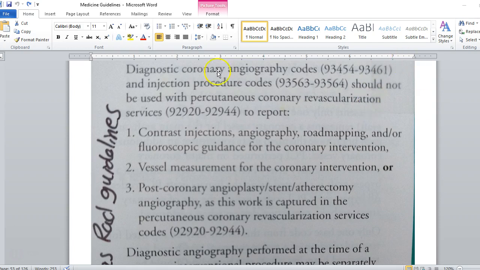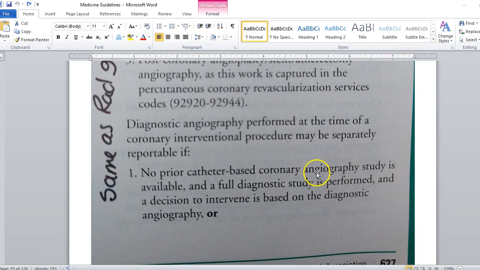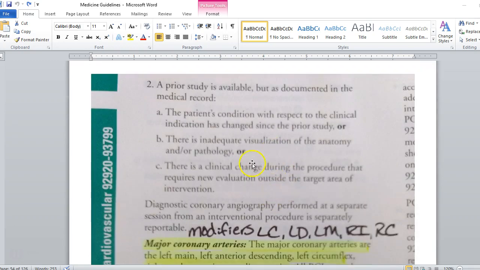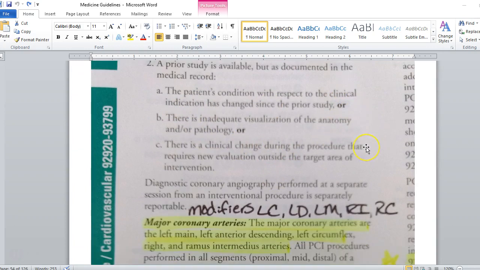However, like all of our other angiography and venography guidelines, we can code a diagnostic angiography at the same time if one of these circumstances is true. Either there is no prior catheter-based angiography study, so we want to see what's happening before we get in, or the patient's condition has changed, or there's inadequate visualization of the anatomy and pathology. Again, it could be a test from 20 years ago, or there's been a clinical change during the procedure. So those are reasons when we can use the diagnostic coronary angiography codes.